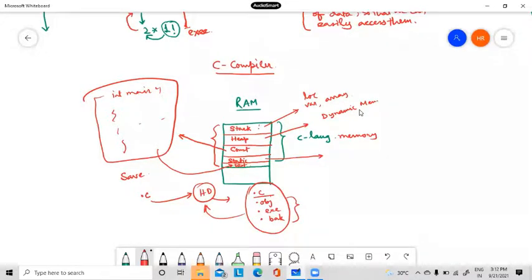And how your RAM utilizes the C memory: these are the different parts or sections of memory that will be utilized in your RAM. Some part is called stack, some part is called heap, some part is called constant, some part is called static, and the text part is used to store whatever code you are writing. So this is the overall memory division of your C language.